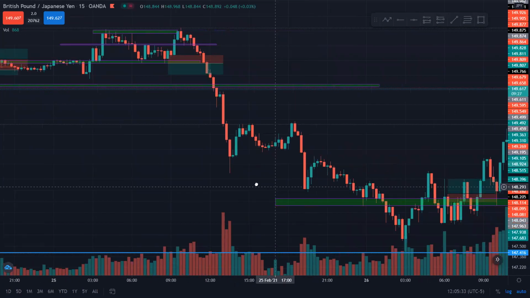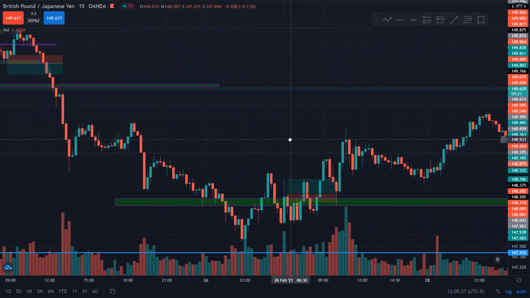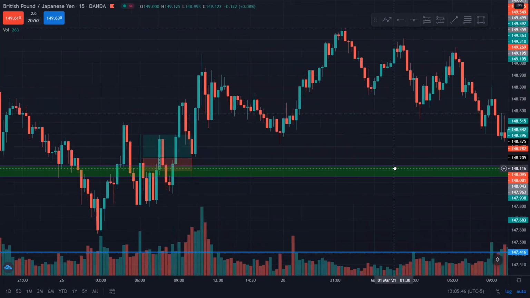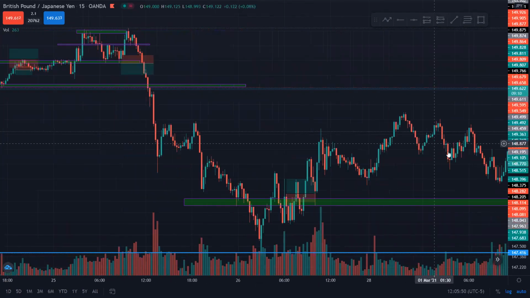You guys get it. Basically, I'm just going to be going over how I identify areas that are important to me, and how I want to go about entering the position. And we're going to go over all of that today. So that's what we're going to be talking about. As you guys see, this is the pound yen. We're on the 15-minute chart.